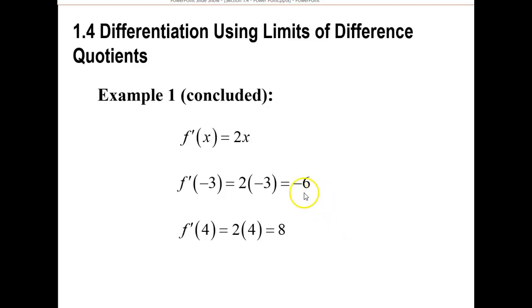So negative 6 would be the slope of the tangent line to my function x squared if the x value were negative 3. And 8 would be the slope of the tangent line to the function x squared if the x value were 4.